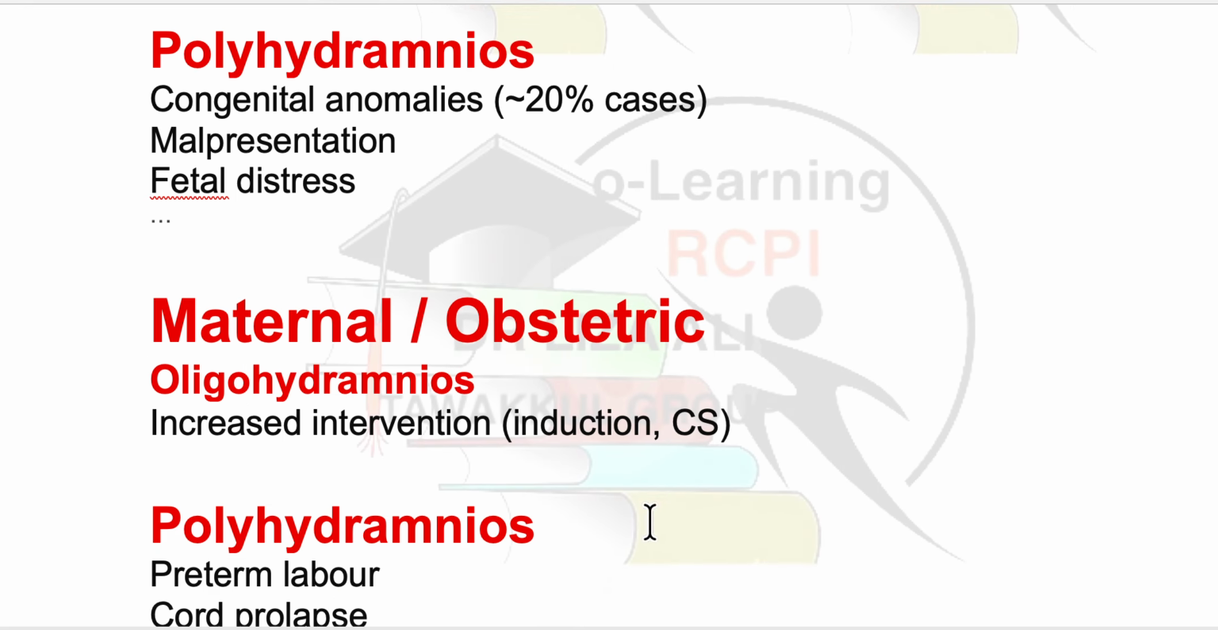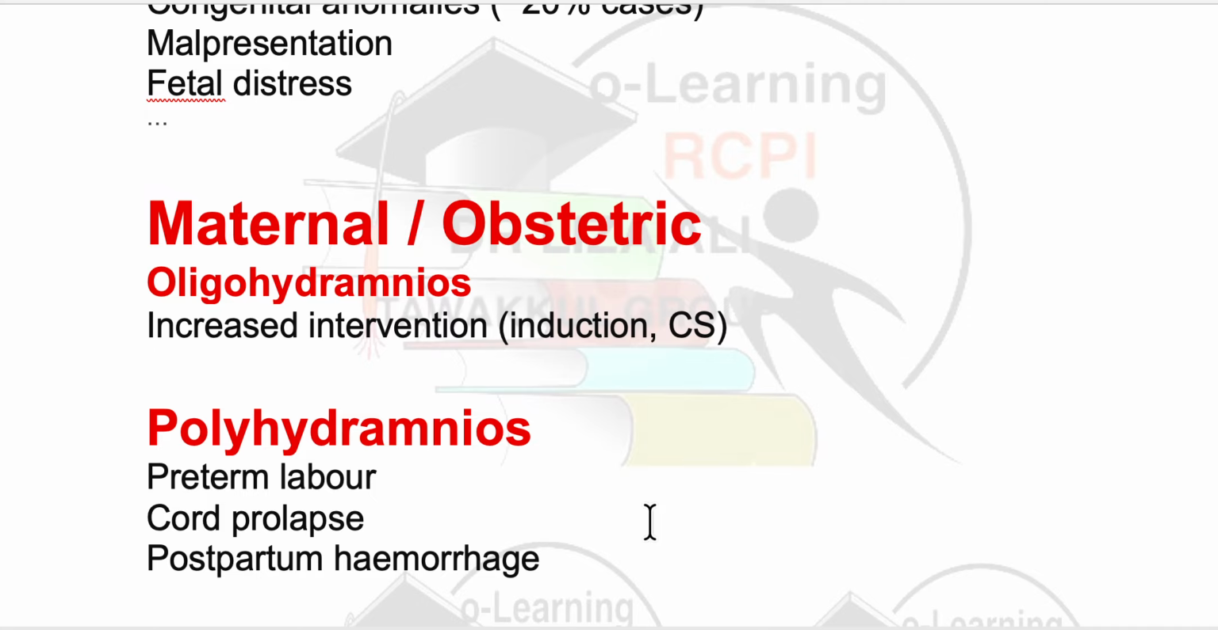Maternal and obstetric complications: what will they need if they have oligohydramnios or polyhydramnios? In oligohydramnios, there will be increased intervention, like induction and cesarean section. Please remember this, it is a very important MCQ. If it is polyhydramnios, there will be preterm labor, cord prolapse, and postpartum hemorrhage. Please remember this small one.